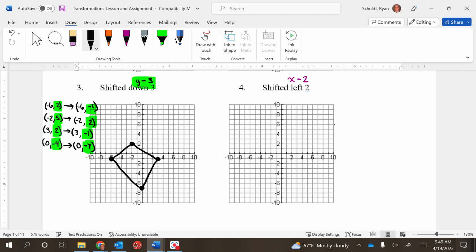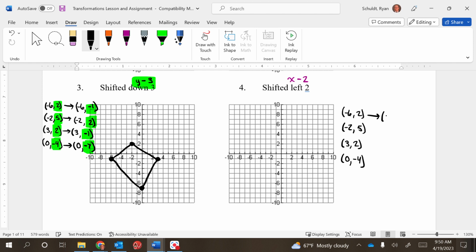So we're going to take our original points. Negative 6, 2. Negative 2, 5. 3, 2. 0, negative 4. We're going to take those 4 points, but this time do x minus 2.